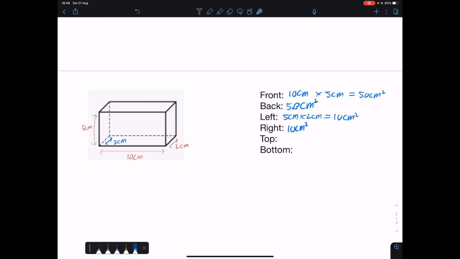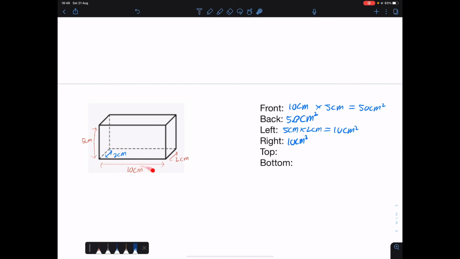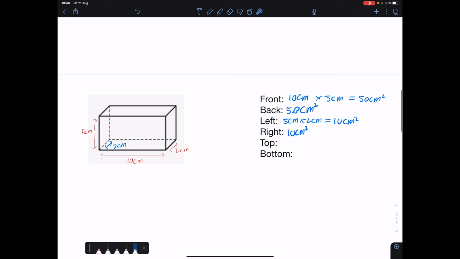Okay, so let's address the area of the rectangle found at the top of the cuboid. We have one side length being 10 centimeters and the other side length being 2 centimeters. Thus, multiplying these together, we get 10 centimeters times 2 centimeters, and that is equal to 20 centimeters squared. Again, the rectangle found at the bottom of the cuboid is going to be the same area as the rectangle found at the top of the cuboid. So that is again going to be 20 centimeters squared for the rectangle found at the bottom of the cuboid.